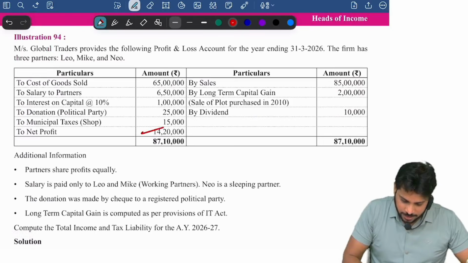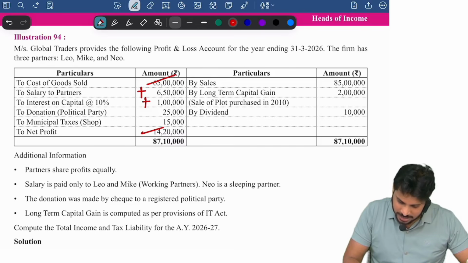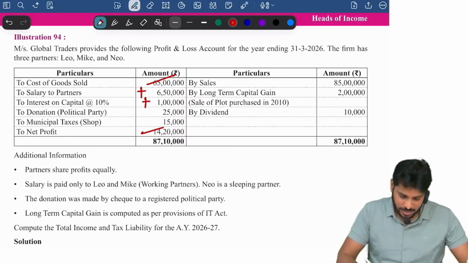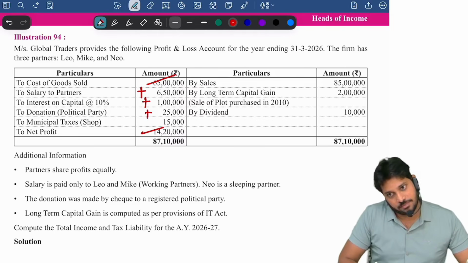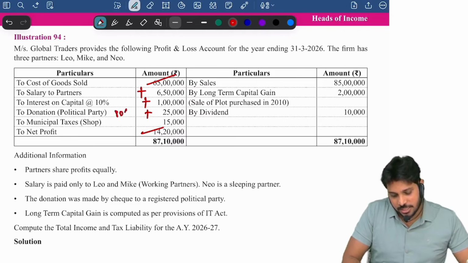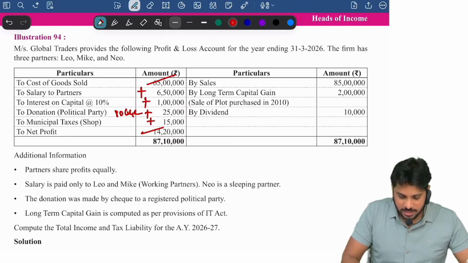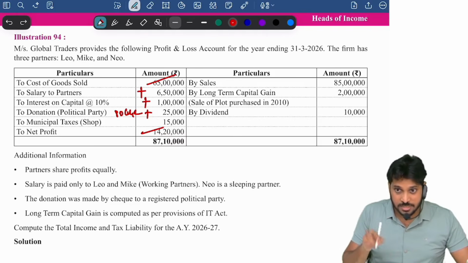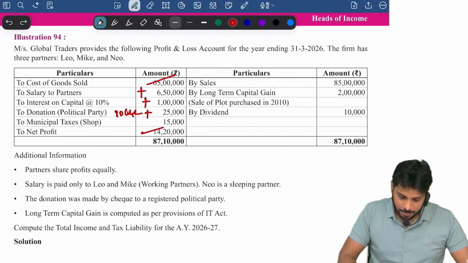Then here, net profit. Start with net profit. COGS allowed. Salary to partners, add back. Interest on capital, add back. Actually here interest on capital you need not add back because you can directly come to book profit, but still add back, no problem. Donation, it's an 80G item. Sorry, donation to political party, 80GGC item. Municipal taxes for the shop, house property related one. Okay, shop is actually business purpose, so allowed as deduction. No problem. Sales taxable. LTCG, reduce it. Yes or no? Sale of plot, which means 112.